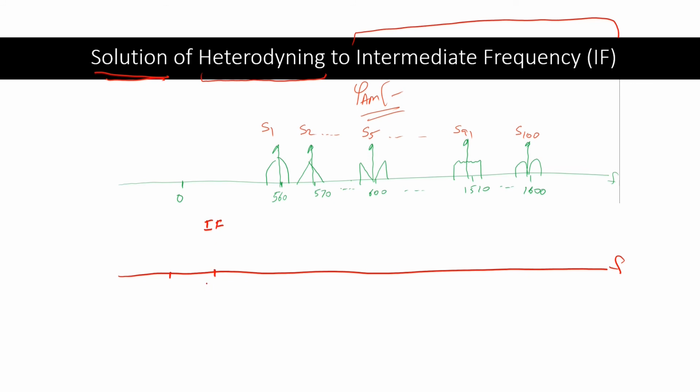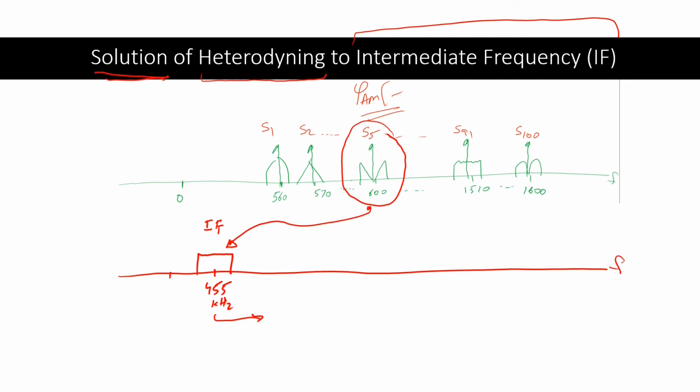In AM, that intermediate frequency is at 455 kilohertz, right? And we use a band pass filter over here at that intermediate frequency. So whichever station we need to tune into, for example previously we were interested in station 5, we would translate this station to this intermediate frequency range, and then use a fixed band pass filter.